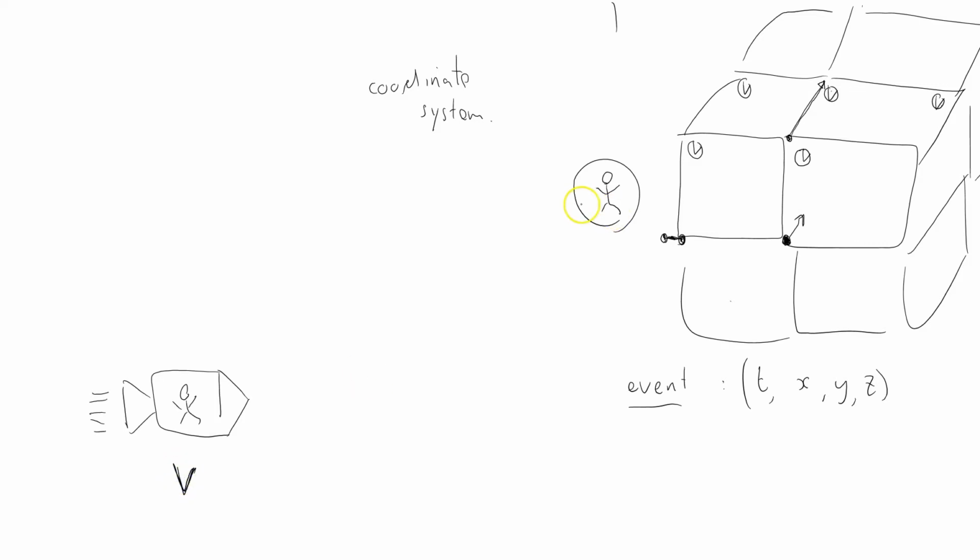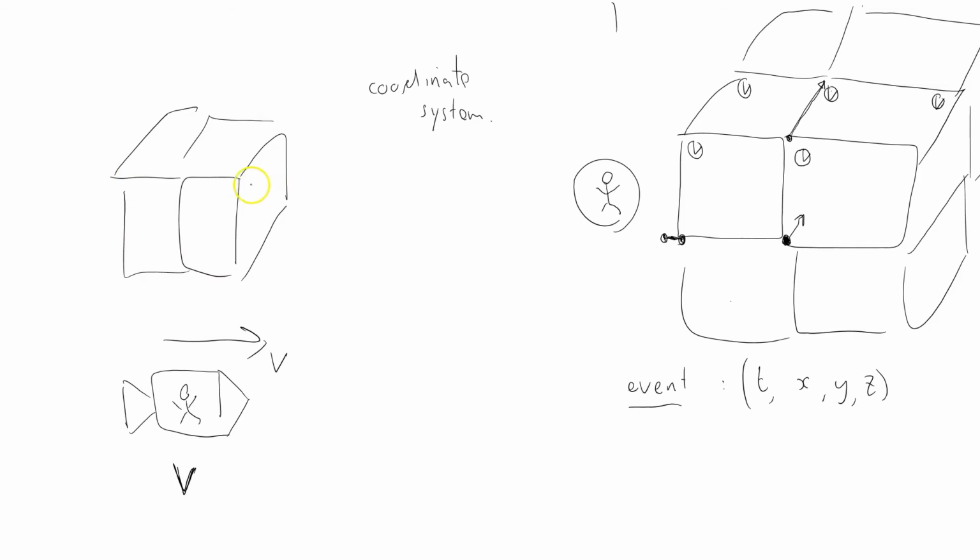So I'm sitting there in space minding my own business, and this guy is hurtling towards me at speed v, but he's not accelerating as these lines would seem to imply. So I'm going to get rid of those. He's moving at speed v relative to me. And here he is, and he's minding his own business, and he can construct his own coordinate system in much the same way that I can construct my coordinate system.